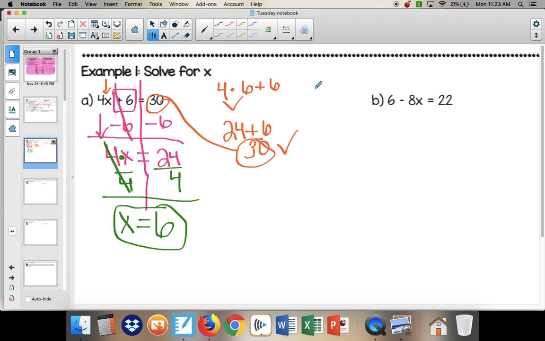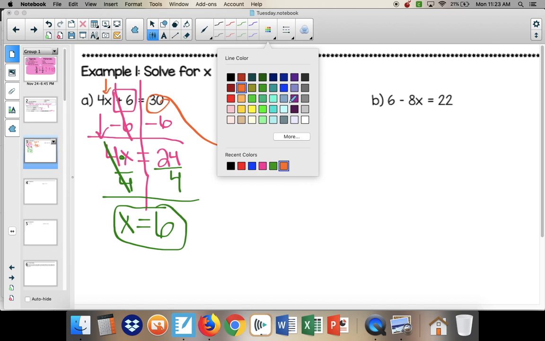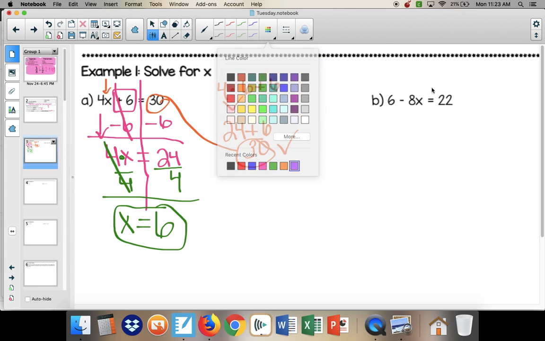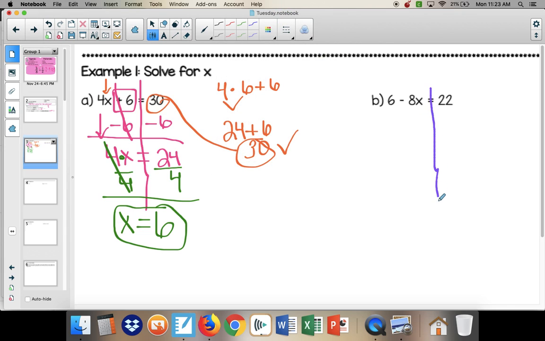So we have it correct. All right, so let's work through this second problem. Again, start with that line. Now, my constant is 6. And because it's positive, it means that I'm adding 6 to the 8x.